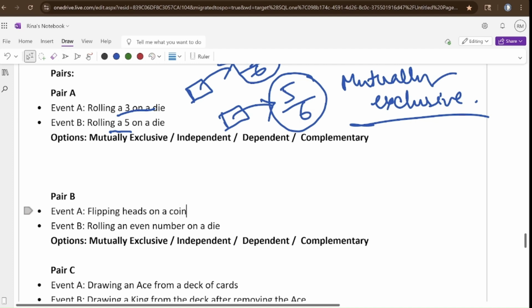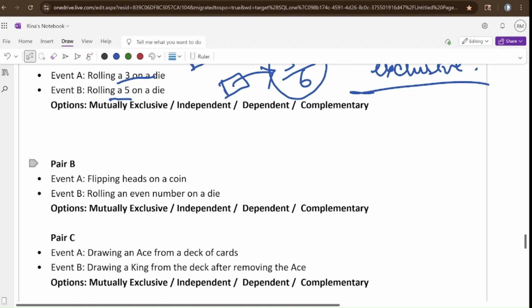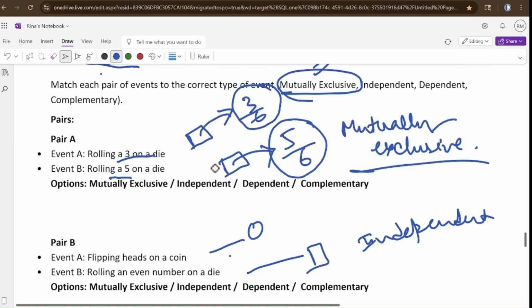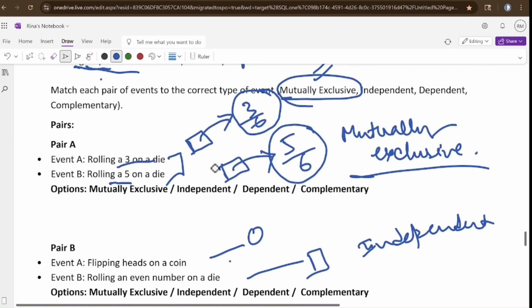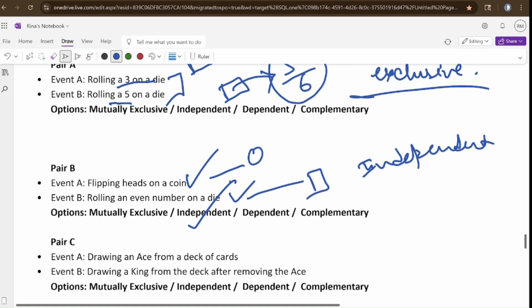Flipping heads on a coin and rolling an even number on a die. See, it is a coin, it is a die. Do you think there is any relationship? No, they are completely independent. In the previous case, both of them were dice, but one is not related to another. But here, one is a coin, another one is a die, and they have no relationship at all. So you can say this is independent.